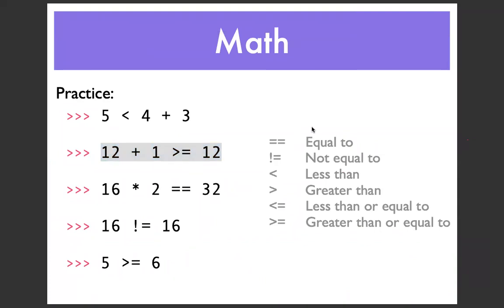Alian, what do you think about it? Is it going to be false or true? I think it's going to be true because 12 plus 1 is 13, and 13 is bigger than 12, so I think it is true. It's true. Okay. What do you think about it, Basman?